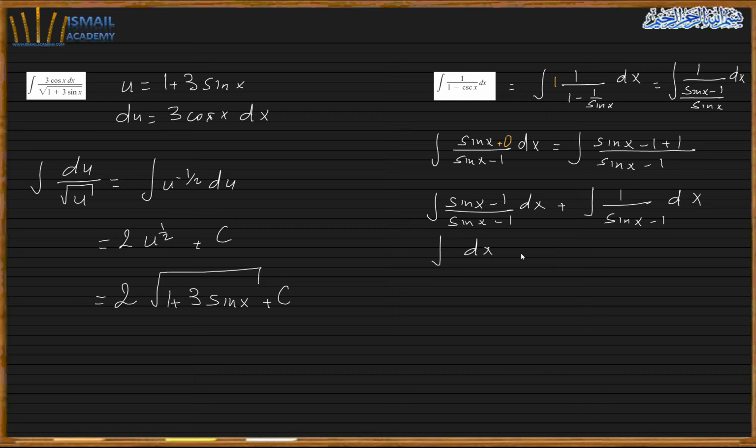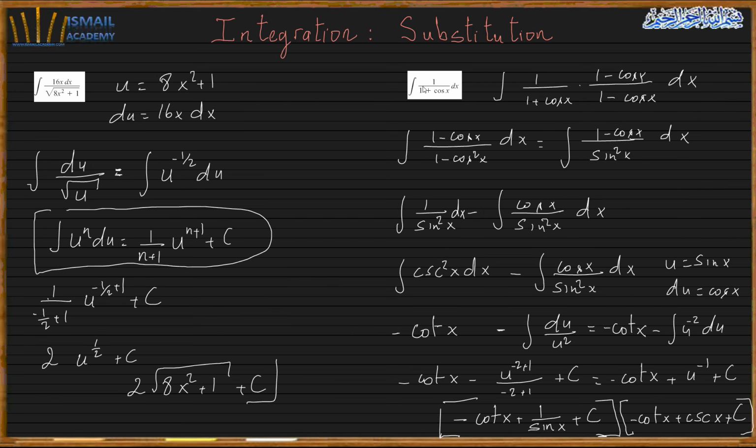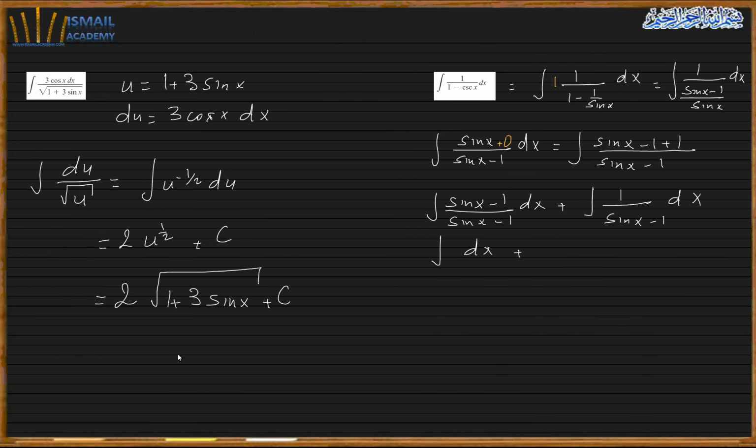So dx plus, and here I will talk about the conjugate, which is the same as we did in the previous question. You see here we got 1 over 1 plus cosine. I do the same thing here. So what I do here, I multiply by the conjugate. So it's going to be 1 plus sine x over sine x minus 1 times sine x plus 1, because sine x plus 1 is the same thing as 1 plus sine x, because addition is commutative.